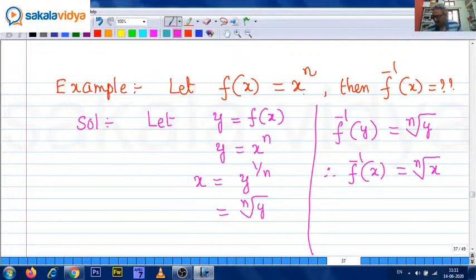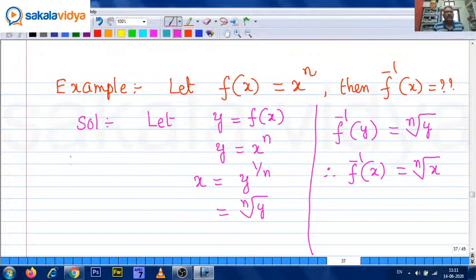Yes, nth root of x. But absolutely, your answer is also correct. So x to the n is equal to, log y to the base x is also correct. We can, but generally we express it in terms of this. x is a variable, you remember, n is constant.